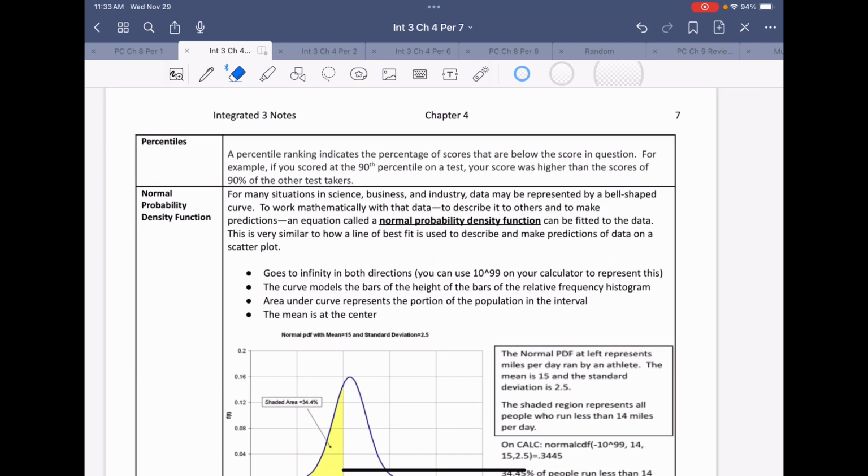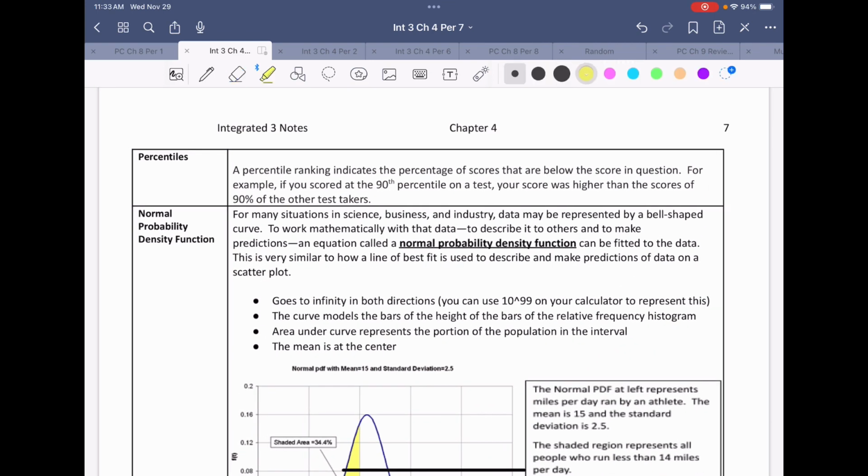Okay, then page 7. A percentile indicates the percentage of scores that are below the score in question. So when you do SAT tests or any sort of standardized test, they usually send you your percentile in the mail or with your score. So if you're in the 80th percentile, 80% of the people scored lower than you, or you scored better than 80% of the people, however you want to word it. So percentile is the percentage below your score.